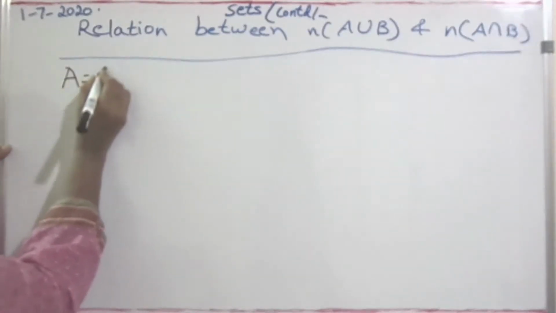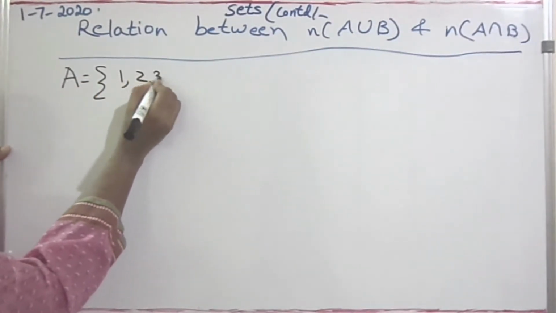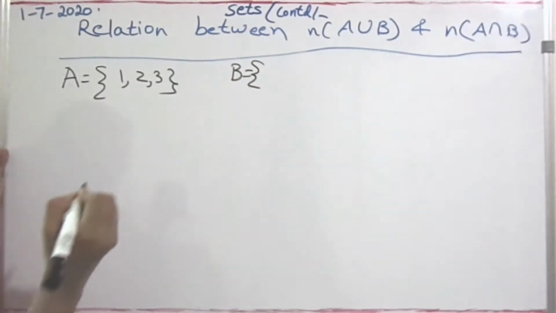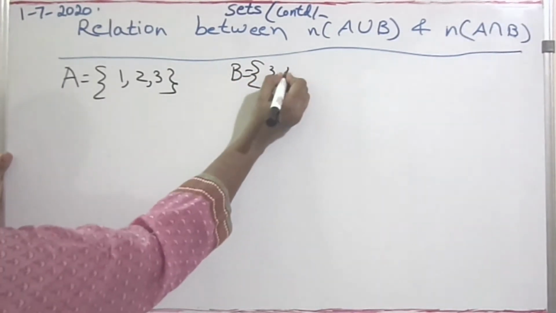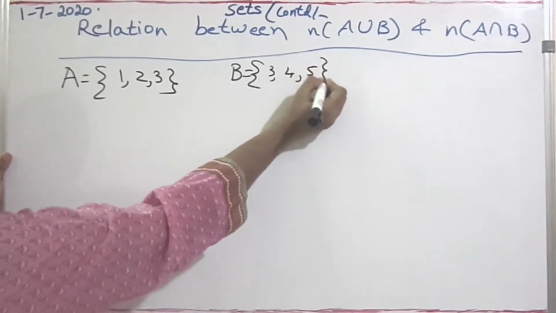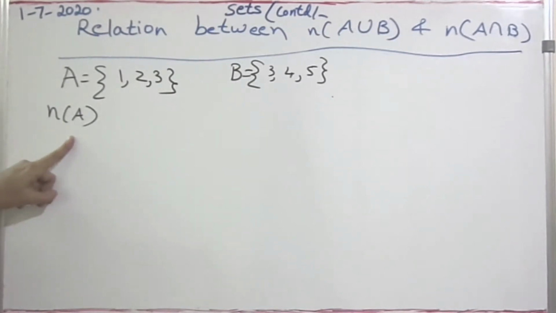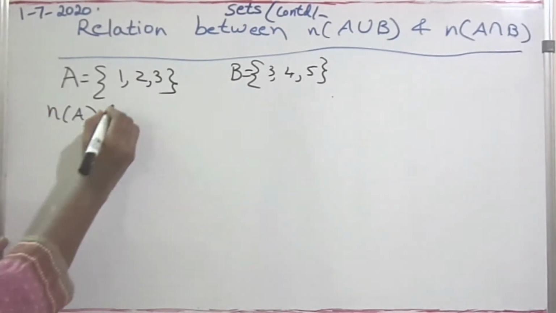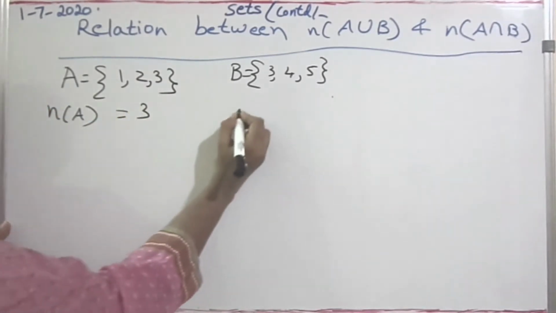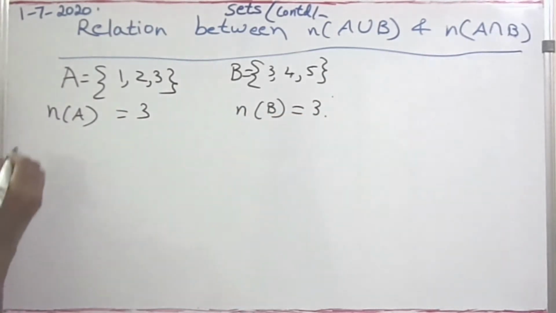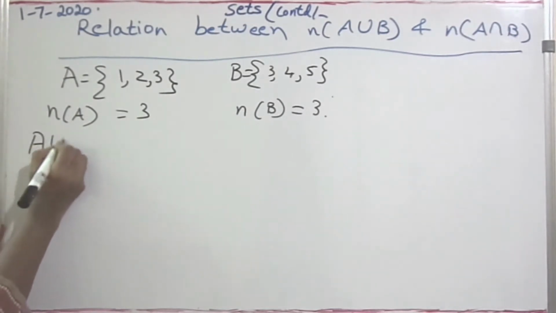Set A consists of the elements 1, 2, 3, and set B consists of the elements 3, 4, 5. How many elements are there in A? We saw this symbol last time at the start of the lesson. This means number, and this means set A. Number of elements in set A, how many? 3. Number of elements in set B, how many? Again 3.